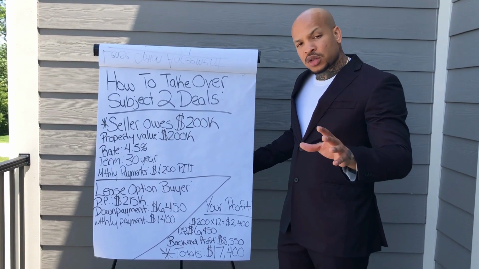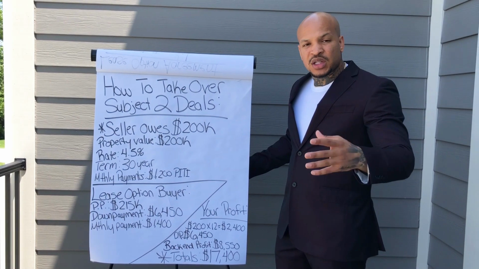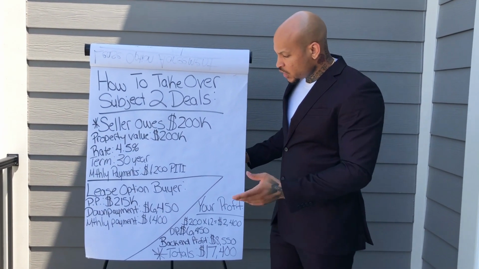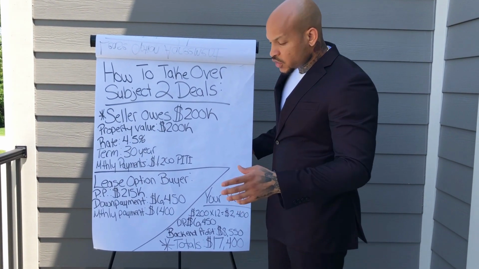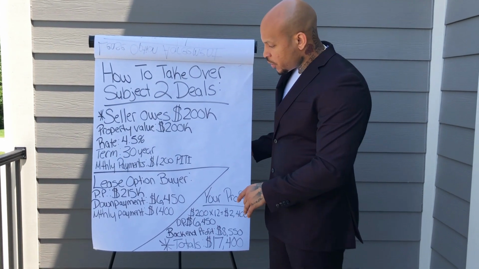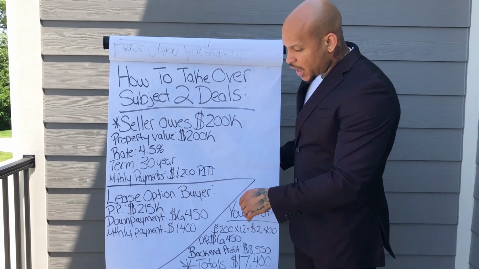But these individuals are looking for homes they can purchase to live in with their family. So let's say you found a lease option buyer. This is how you make the capital off this property. So you find a lease option buyer.